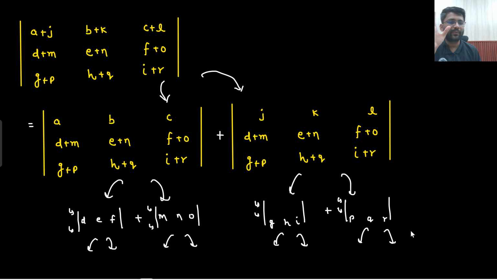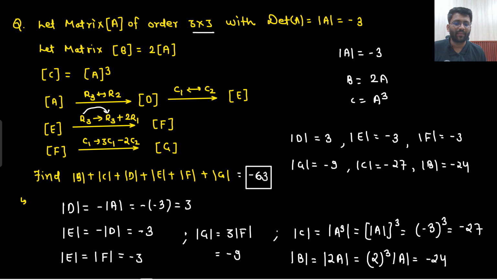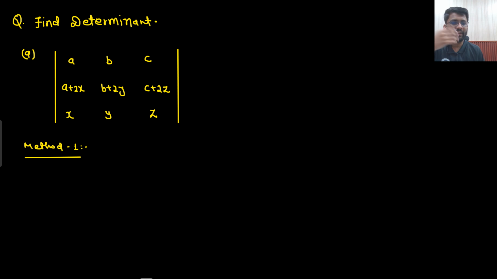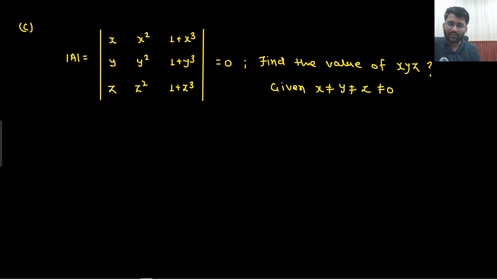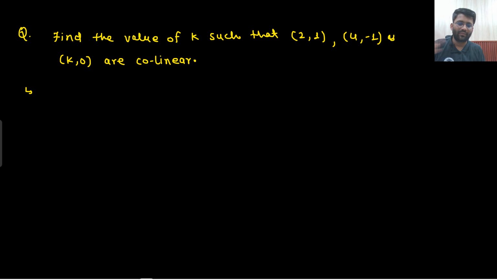Although you will apply this property rarely, still, if it needs to be taught, then I am teaching it. So this was the last property. Now we will solve some numericals. How will you find the determinant of this kind of matrix if it is given? First question. This is the second question. This is the third question. Then area of triangle, fourth question, and then fifth question.